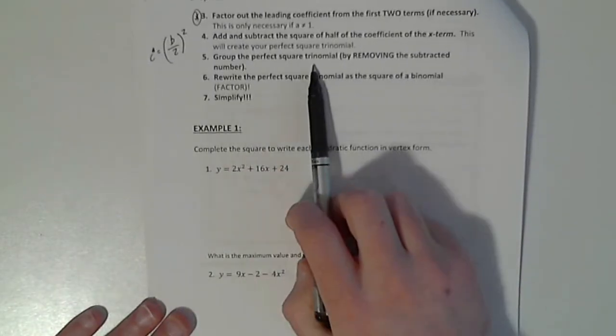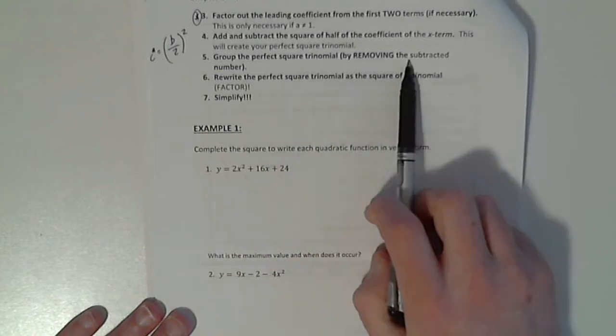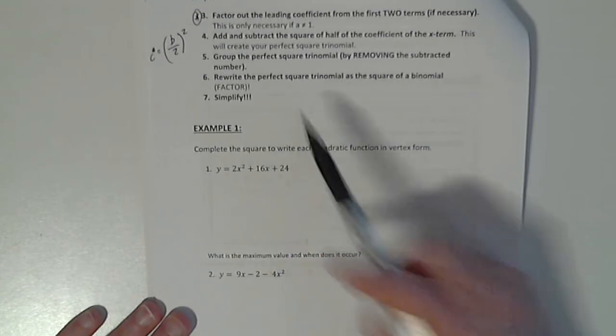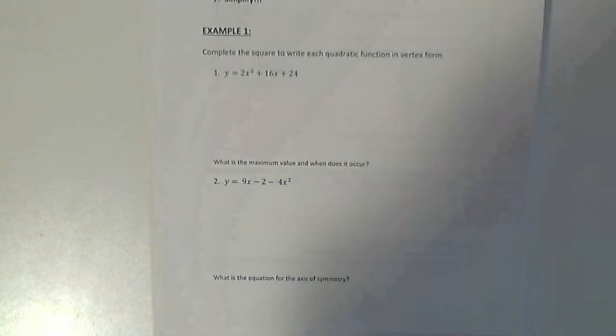Group the perfect square trinomial by removing the subtracted number. So we keep only the ones you want, and then write it as a binomial, and then simplify. So let's see how that works. It makes a lot more sense in context.